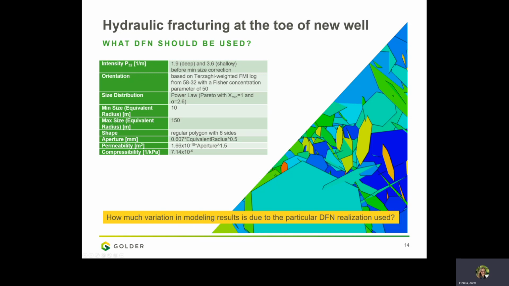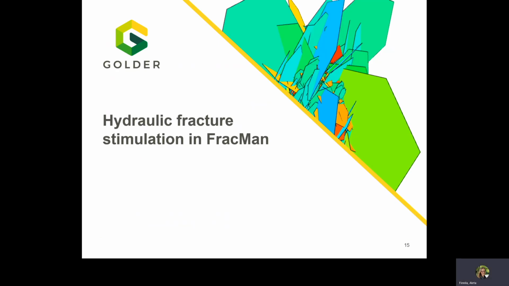And as I said, we've got a description of our DFN. Here we have our intensity description, orientation, size distribution, as I've discussed, minimum size, maximum size. Shape, we're considering the fracture shapes to be regular polygons with six sides. This is equivalent to a circular fracture. These are the apertures and permeabilities and compressibilities. But how much variation in modeling results is due to the particular DFN realization used? We want to answer that question. And to do that, I used the hydraulic fracturing module in the FracMan software suite.